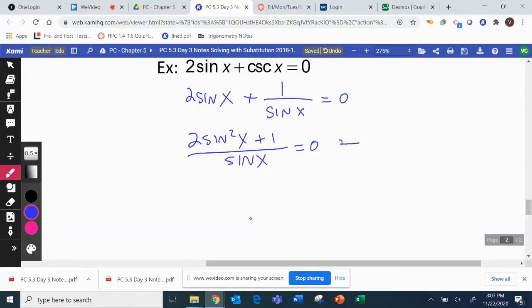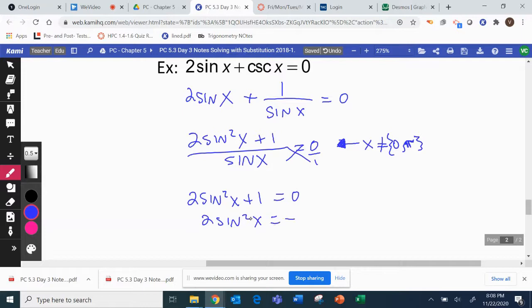Let's see. Right here, x cannot equal... what will make this 0? 0 or pi. That's something that you guys learned in Algebra 2, where if we divide by 0, it makes the whole thing undefined. So I know x cannot equal 0 or pi, and we're going to have a problem. So now I'm going to cross multiply. This is over 1. So I'm going to get 2 sine squared x plus 1 equals 0. 2 sine squared x equals negative 1.